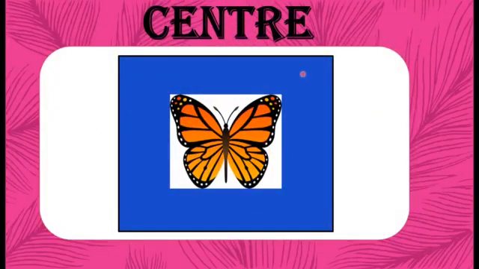Now here we can see again the butterfly is in the center of the box. This is center. What is the position of the butterfly? The position of the butterfly is center of the box. Center. Okay.